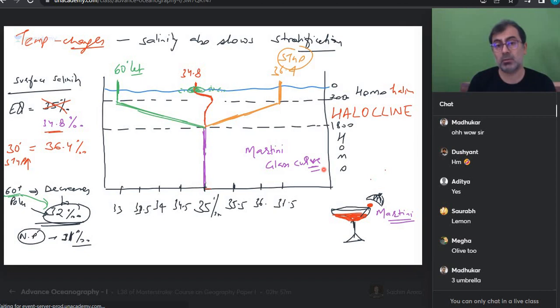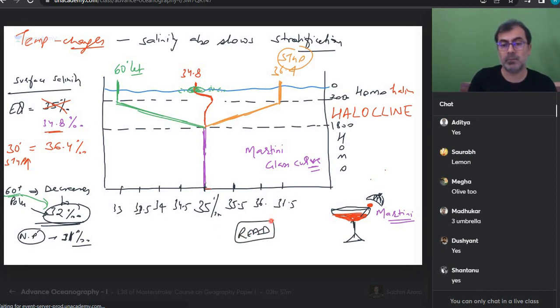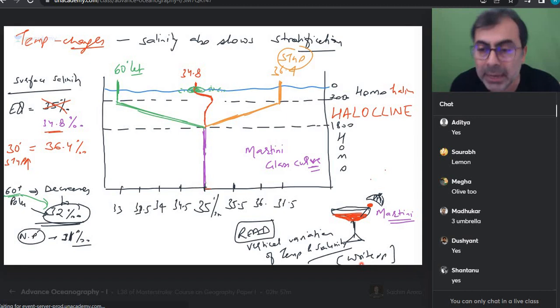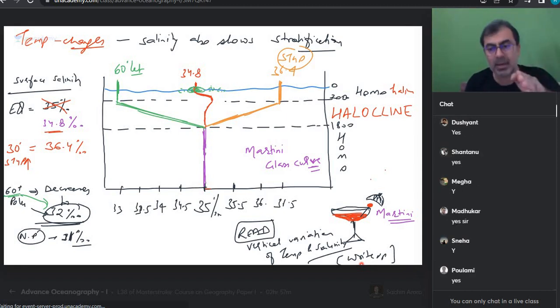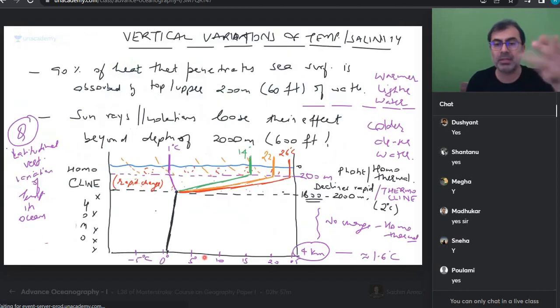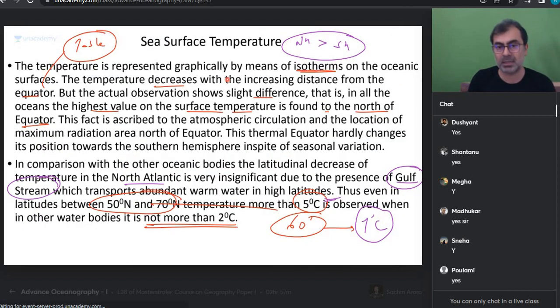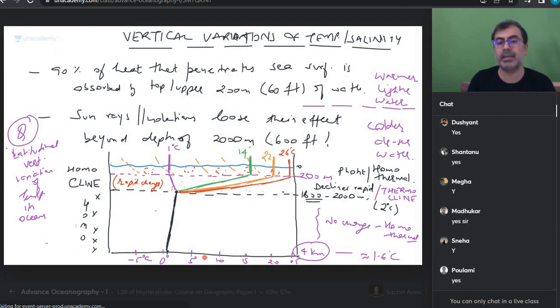What is the homework? Read about the vertical variation of temperature and salinity, and I need a write-up on both. It will be done. Have I given you enough masala? Have I given you the concepts also? The concepts are there with you. The graph is also there with you. Everything is there. Do a little referencing from the net. Here I wrote the sea surface temperature, but I did not write the vertical one.